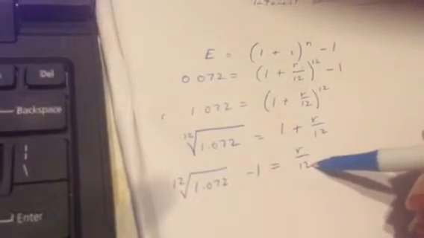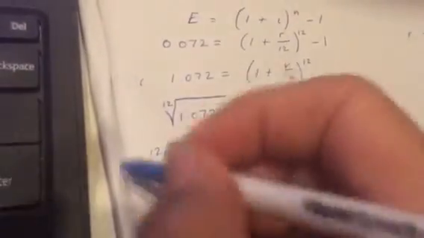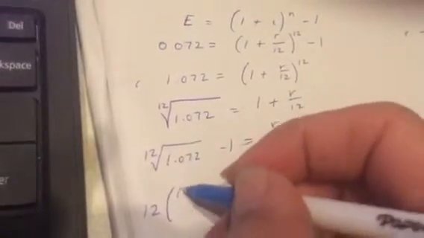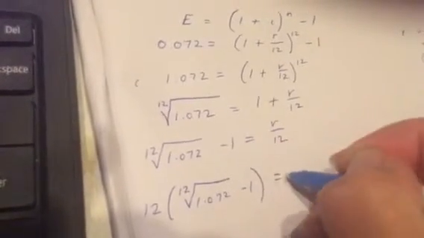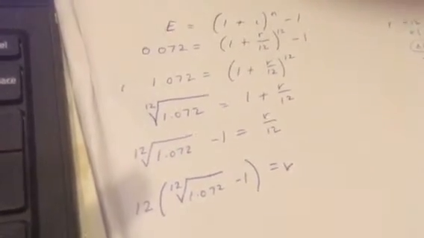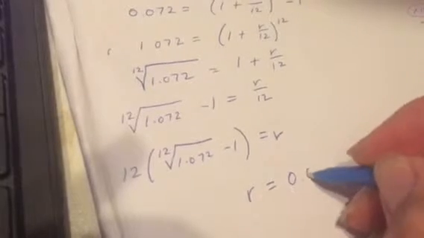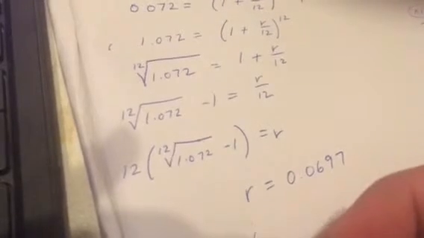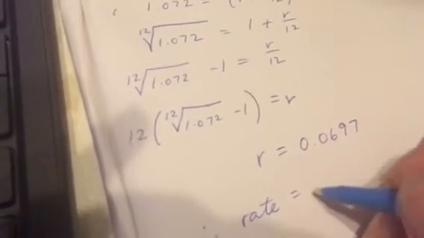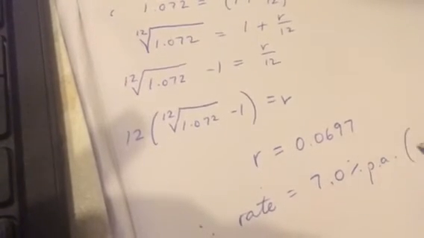All right, and then to get rid of this divide by 12, we're going to times by 12. So we're going to times everything on this side by 12. 12 times the 12th root of 1.072 take away 1 is going to equal R. If we put that in our calculator really nice and carefully, we'll end up with, Darcy, I'm putting your R on the left-hand side for you, 0.0697, which is therefore the nominal rate is equal to 7.0% per annum to 1 dp.